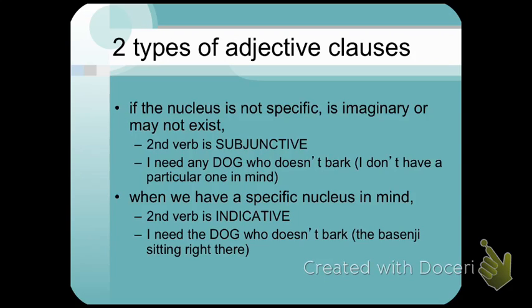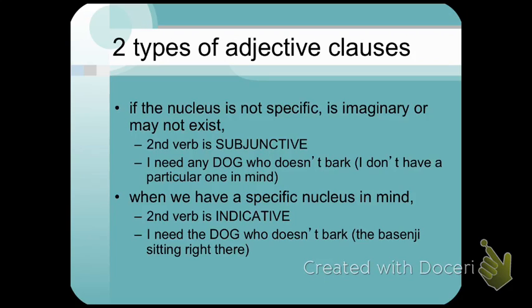I've already been to the pound. I walk in, and there's a Basenji. Basenji is this Egyptian breed of dogs that don't bark. They're barkless. They can't bark. I walk in, I need a dog who doesn't bark, subjunctive, and I see a Basenji, and I'm like, yes, this is my lucky day.